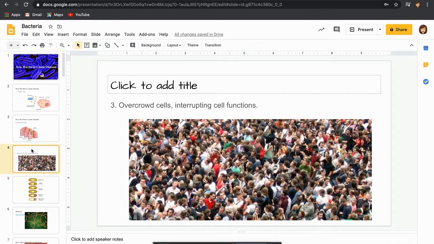And then bacteria reproduce quickly. Sometimes they can double their population every 20 minutes. Can you imagine if humans could double their population every 20 minutes instead of a human being pregnant for 9 months? That's nuts. So they overpopulate and overcrowd our cells. And when cells get overcrowded, sometimes their normal functioning is damaged.